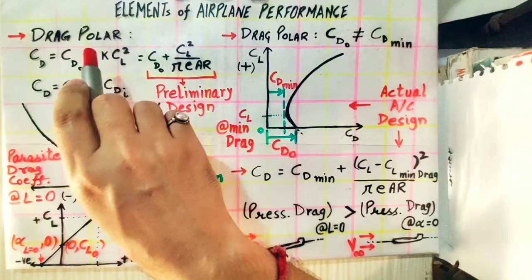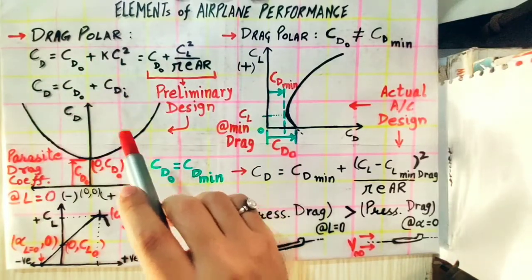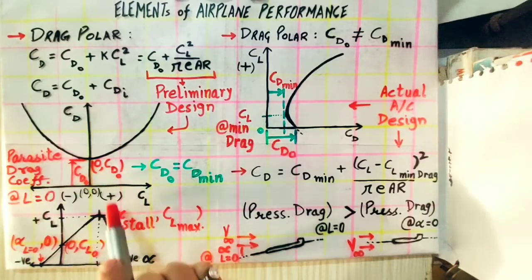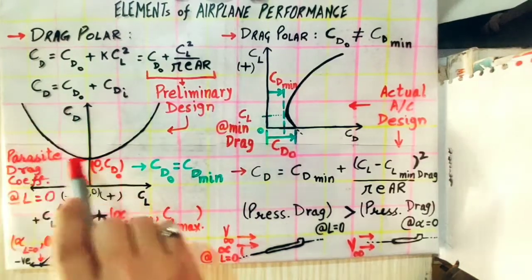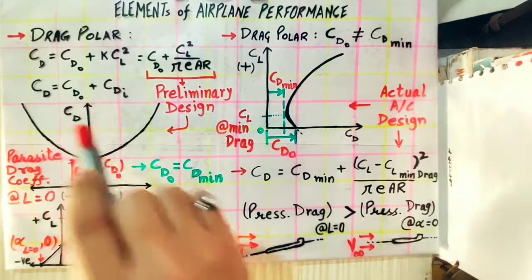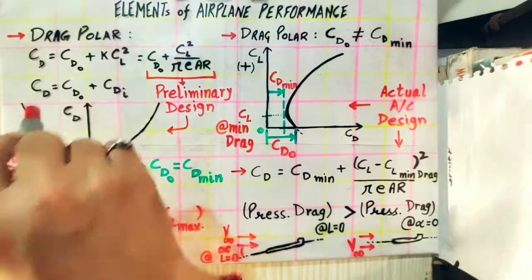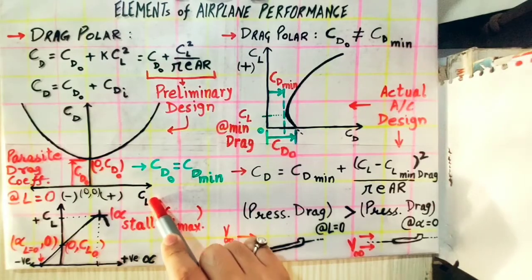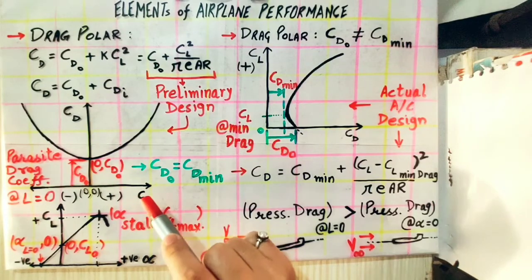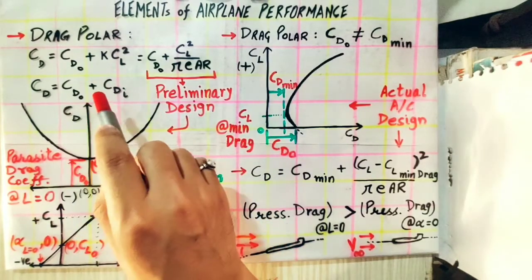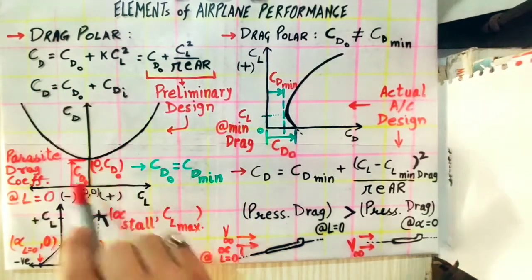So the first topic we have is drag polar, and drag polar shows a very important graph, which is between CL and CD. It's parabolic. CD varies parabolically with CL. Drag polar is the curve that tells us about the variation of drag coefficient with the lift coefficient, and in this we get to know about the minimum drag coefficient, or say the drag at zero lift, which is here.